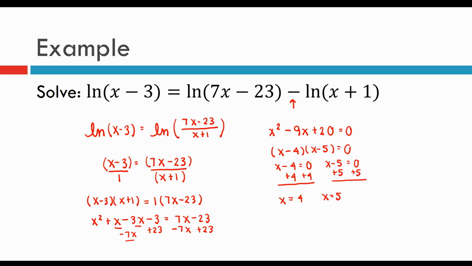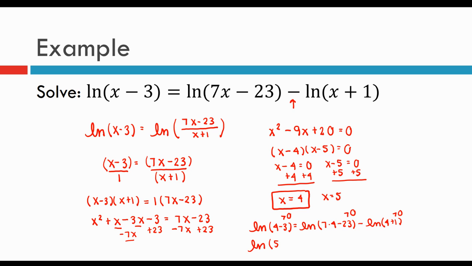But remember, they're only potential answers until I've checked. So I go back to the original problem. I'm going to substitute in 4 first. So 4 minus 3 equals the natural log of 7 times 4 minus 23 minus the natural log of 4 plus 1. So notice 4 minus 3, that is greater than 0, so that checks out. 7 times 4 is 28. 28 minus 23 is still greater than 0, so that checks out. 4 plus 1 greater than 0, that checks out. So x equals 4 is a solution.